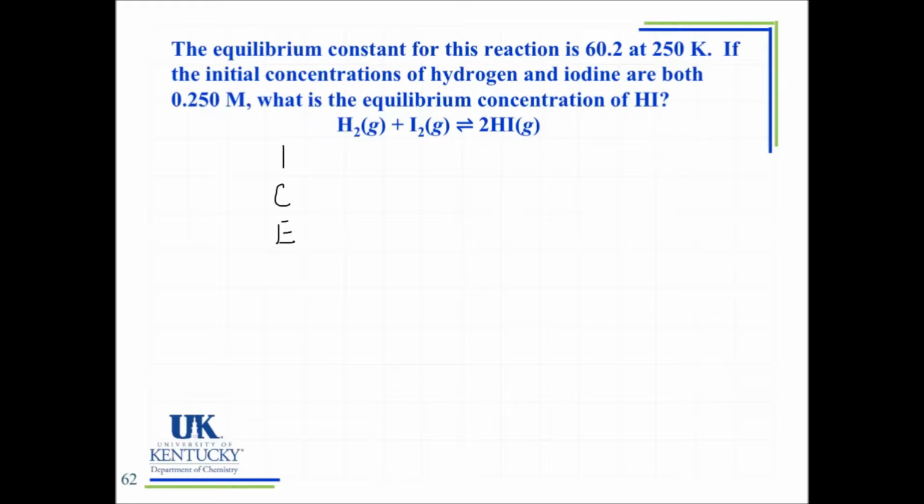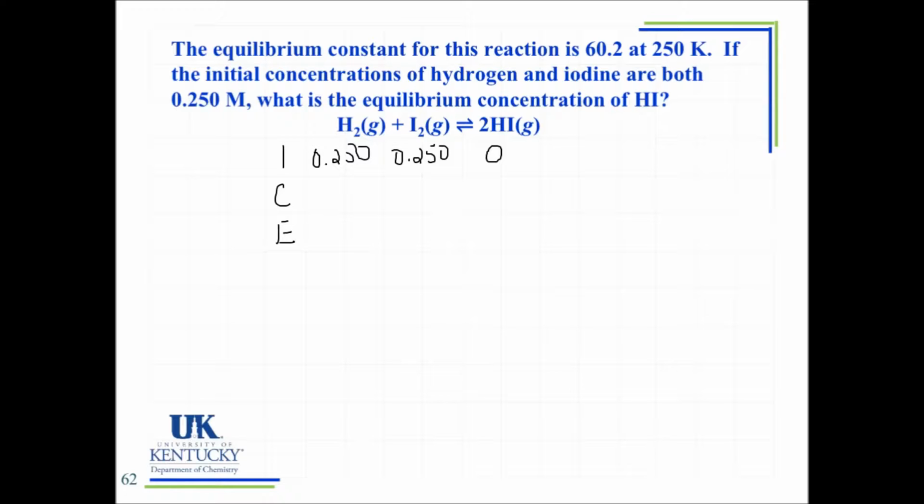When I look back at the problem, I see that my initial concentration of H2 is 0.250. My initial concentration of I2 is also 0.250, and there's no mention of any HI being present initially, and so I assume that that concentration initially is 0. Now I need to look at the change row, and to do that I have to look at two things.